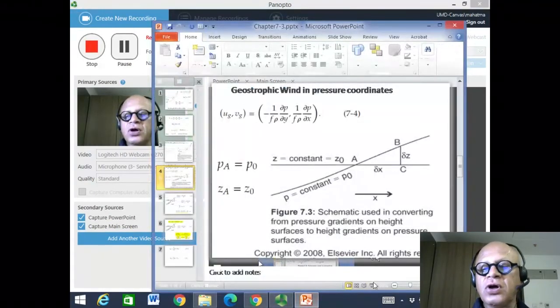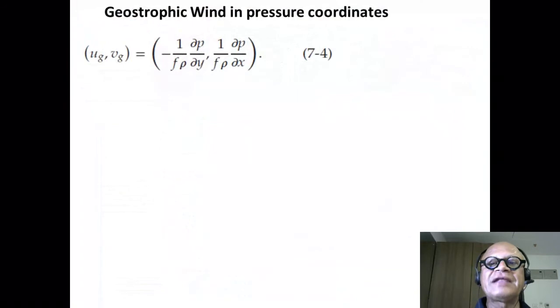Continuing our geostrophic balance for the atmosphere, the compressible fluid, we want to move the geostrophic balance into the pressure coordinates. So start with our geostrophic balance. ug, vg is minus 1 over f rho dp dy and 1 over f rho dp dx.